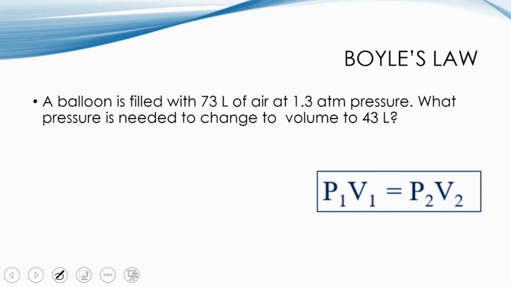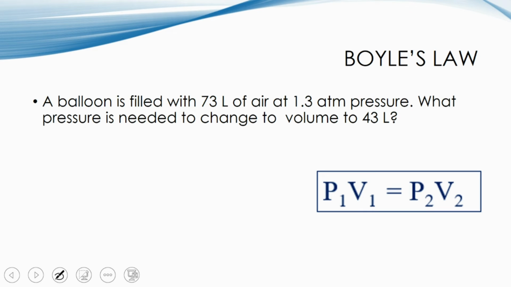We have a balloon filled with 73 liters of air at 1.3 atmospheres of pressure. What pressure is needed to change the volume to 43 liters? So again, here we don't have to worry about Kelvin because we don't have temperature, so there's nothing there that we need to take care of. And as we learned before, our pressure can be measured in different units. But as long as our units for pressure are the same for your initial and your final, your calculations should work out just fine. However, the one that we tend to use is going to be atmospheres.